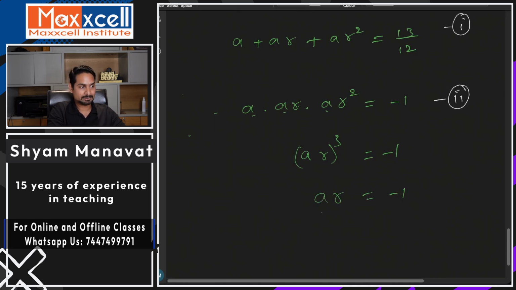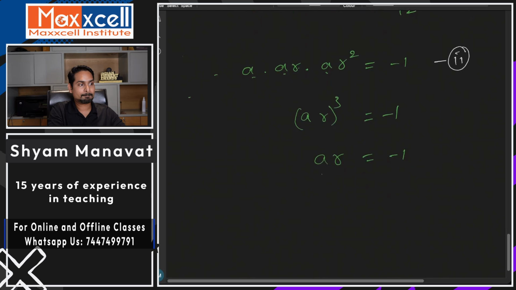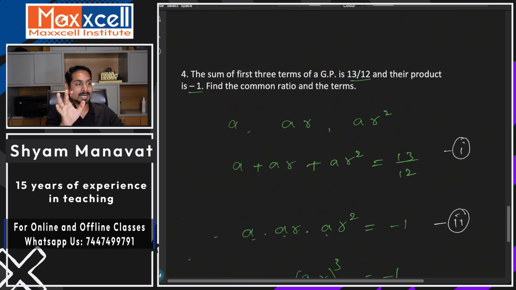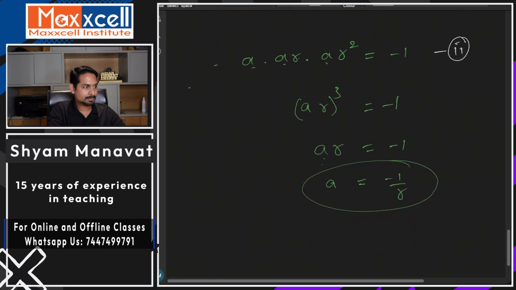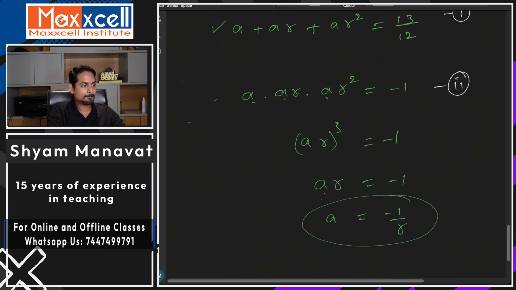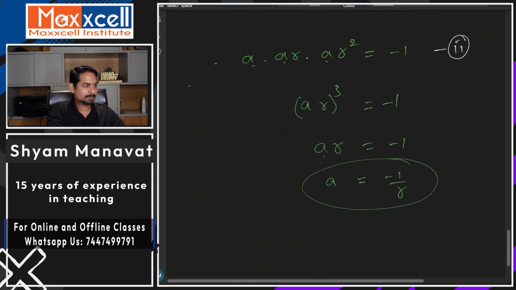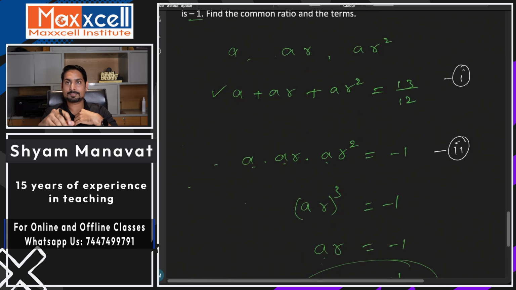If AR is equal to minus 1, then I can say A equals what? Minus 1 upon R. I will use this information to substitute in the first equation to eliminate A and only have R over there to get the answer. So I have A equal to minus 1 by R. So I will take equation number 1 here. After forming the equation, I will leave it up to you how you want to solve it.